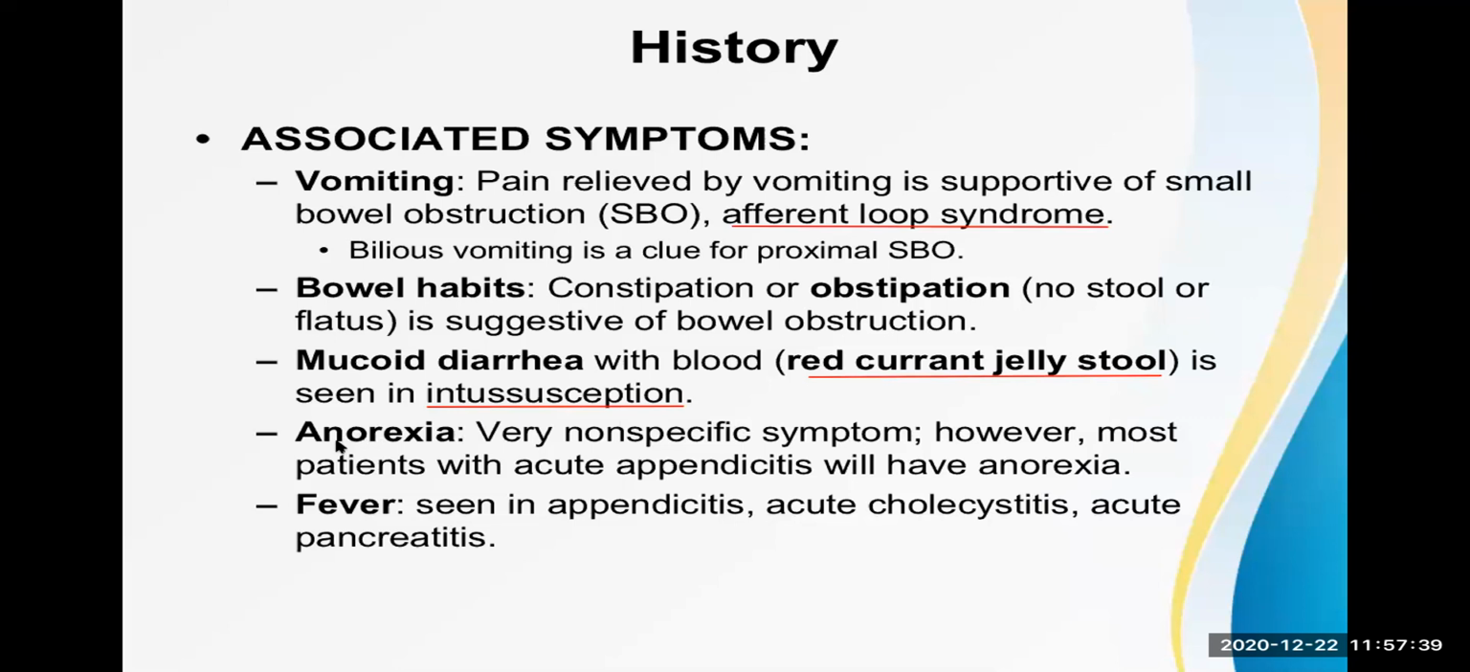Anorexia is a non-specific feature, a very non-specific symptom. It may occur early in the case of acute appendicitis, but we do not rely on anorexia regarding the diagnosis because it is very non-specific. It is present in so many other conditions. And fever is seen in appendicitis, acute cholecystitis, or acute pancreatitis as well, but this fever is not very high grade. It is just a slight rise in body temperature.